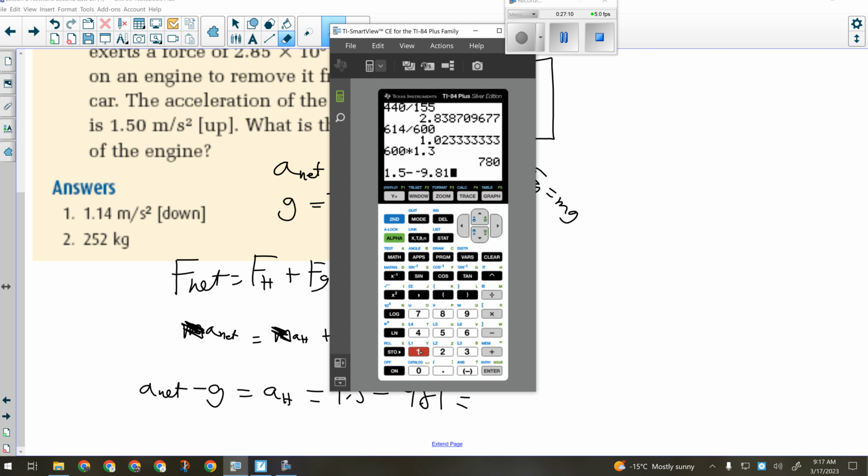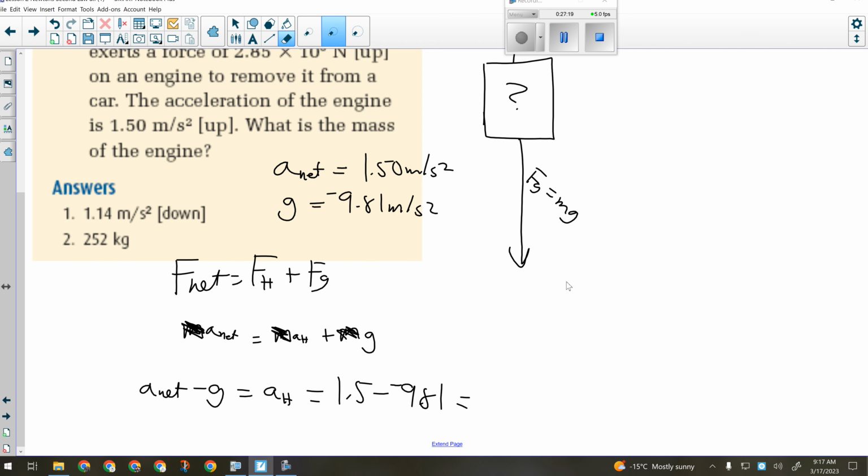1.5 is the net acceleration. So it's the acceleration being produced by the net force. Okay? All right, so I'm getting 11.31 meters per second squared. So each force can individually be calculated by going mass times the acceleration that force would produce. That's why m times g calculates gravity. That's why m times a net calculates net force. Any force can be calculated by multiplying mass by the acceleration that force would produce by itself.